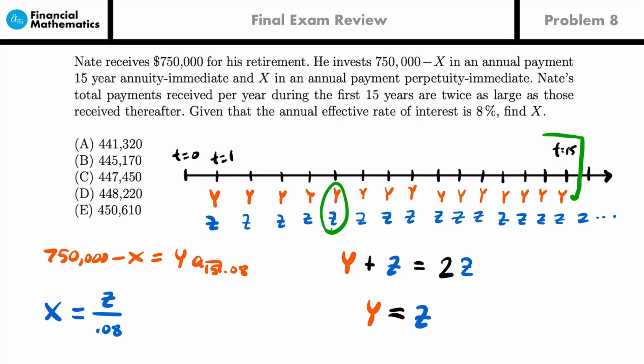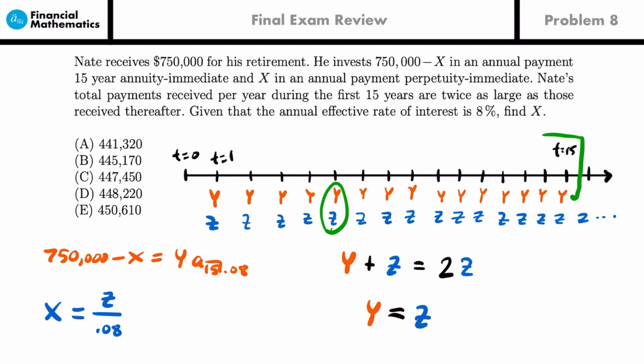All right, so that's pretty important. You can't just make that assumption. If they didn't tell us that the payments received each year during the first 15 years were twice as large as those thereafter, we couldn't make this assumption. Some people will try to do that when they have a lot of unknown values, but you have to find a way to back it up, and that's what we did right here. We have now shown that Y is equal to Z.